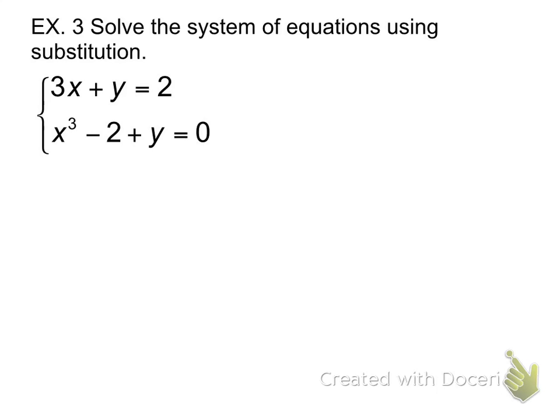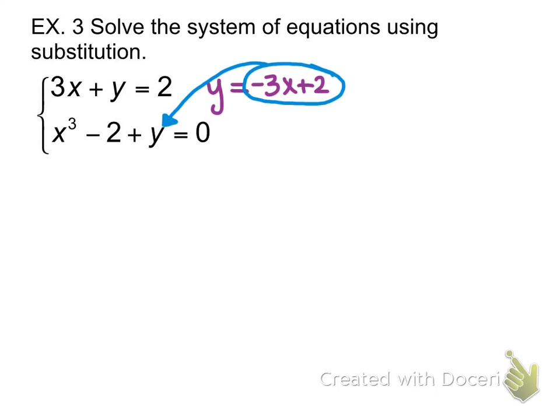Okay, same thing for number 3. We're going to solve using substitution. So you want to solve one of the equations for one of the variables. Either one is fine. To me, it looks like it would be easier to solve for y. So I'm going to take the top equation and get y by itself by subtracting the 3x to the other side. So it becomes y equals negative 3x plus 2.